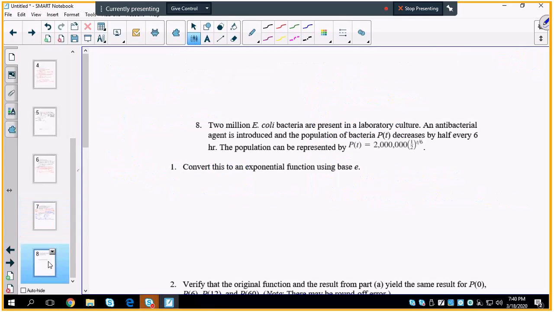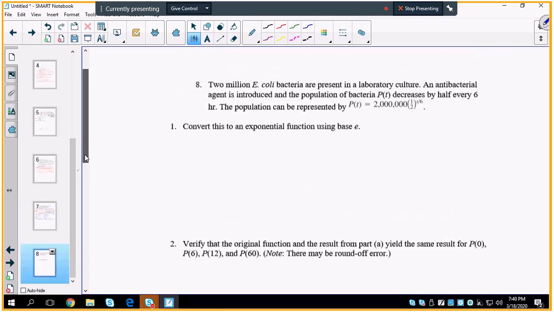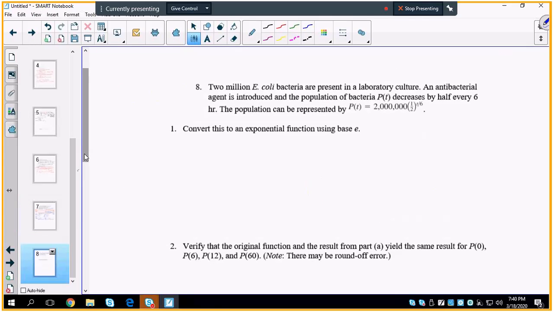We have one more problem for exponential functions application. 2 million E. coli bacteria are present in a laboratory culture. An antibacterial agent is introduced and the population of bacteria P(t) decreases by half every 6 hours. So remember the half-life, it is 6 hours.